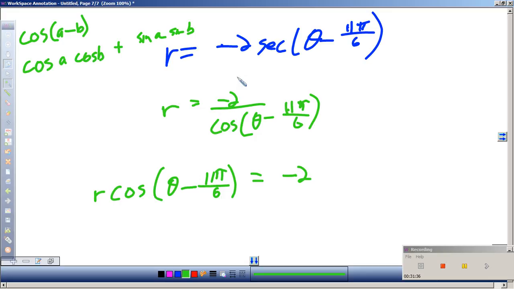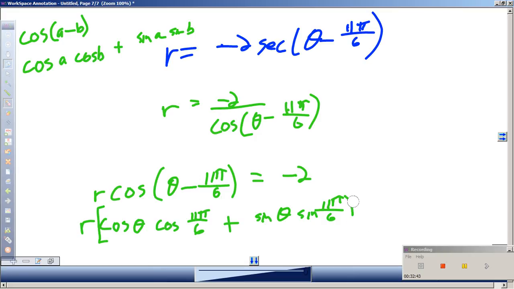I'm not sure, I just think if I'm remembering correctly, that's what it is. These were not ones you need to have memorized. So let's see. Anybody want to check? Go back and check. Okay, I want to make sure we did these right. Okay, chapter 5, I think. Okay, so this would become r cosine theta cosine 11 pi over 6, plus sine theta sine 11 pi over 6.